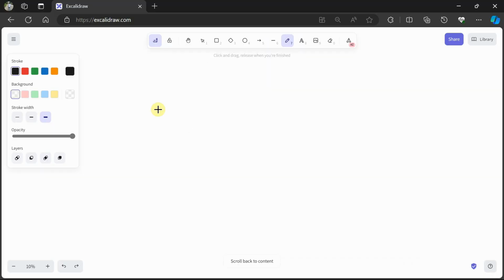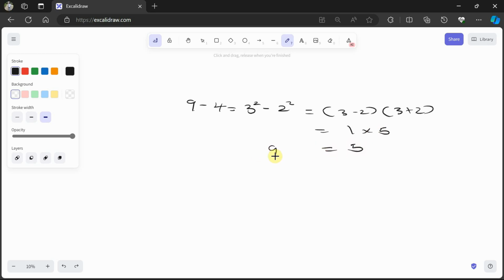and you'll be fine. Let's say I have 9 minus 4. 9 is 3 squared and 4 is 2 squared. So just to show you it's correct, I could say 3 minus 2 multiplying 3 plus 2. 3 minus 2 is 1 and 3 plus 2 is 5. 1 times 5 is 5. And that's the same as saying 9 minus 4. So you can see that it checks out.